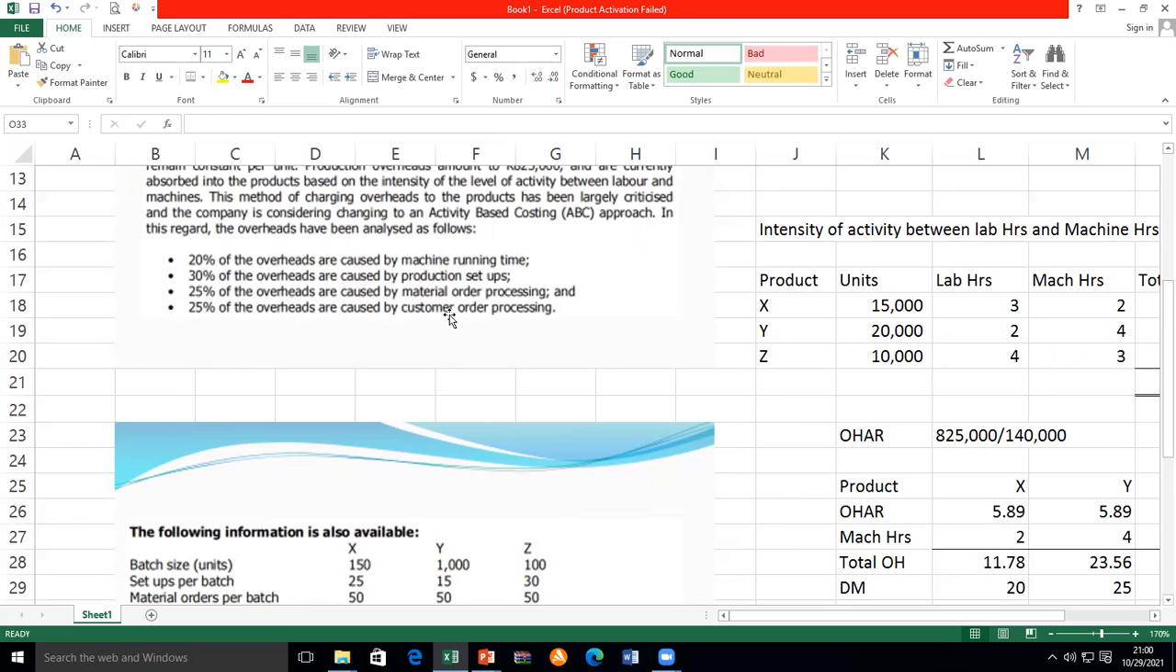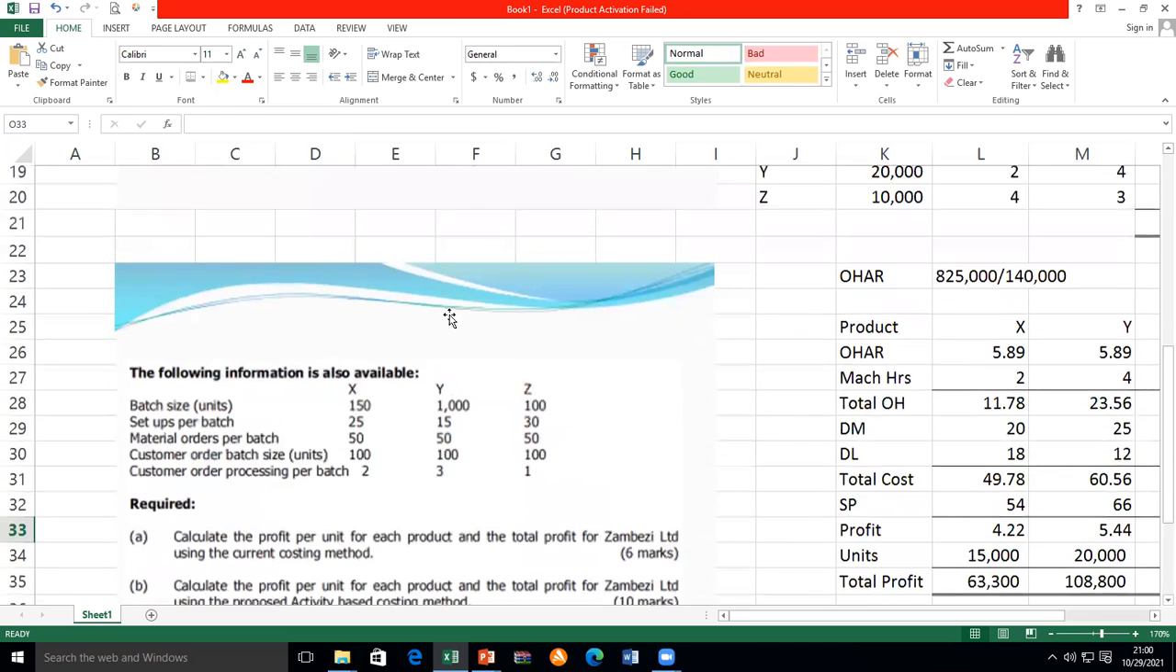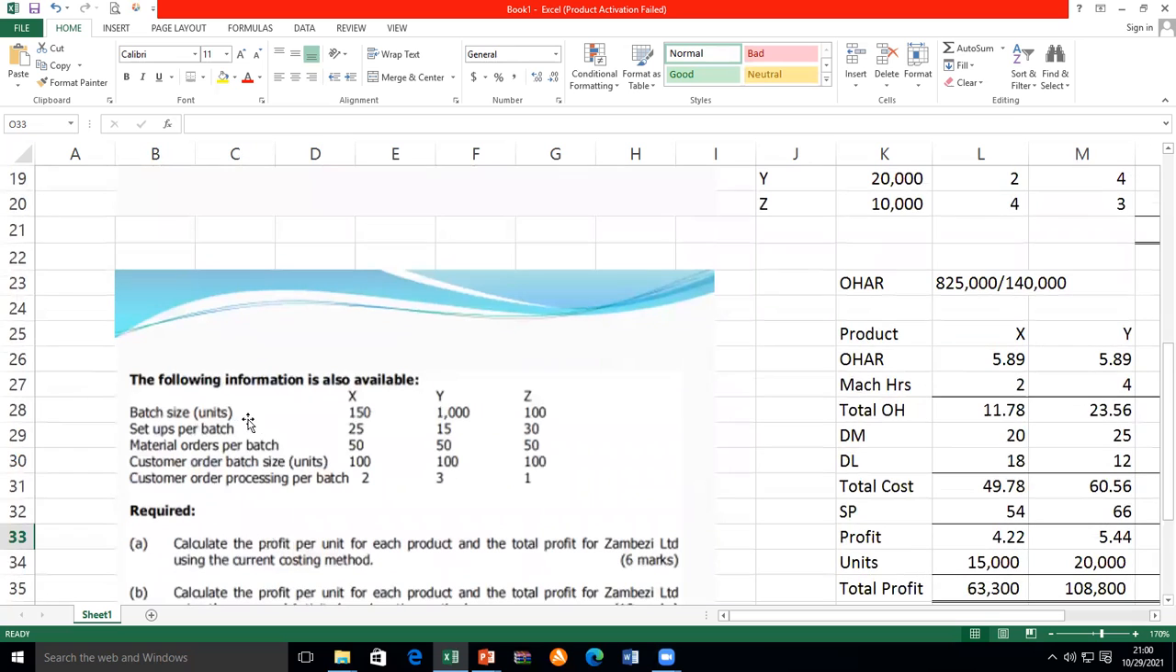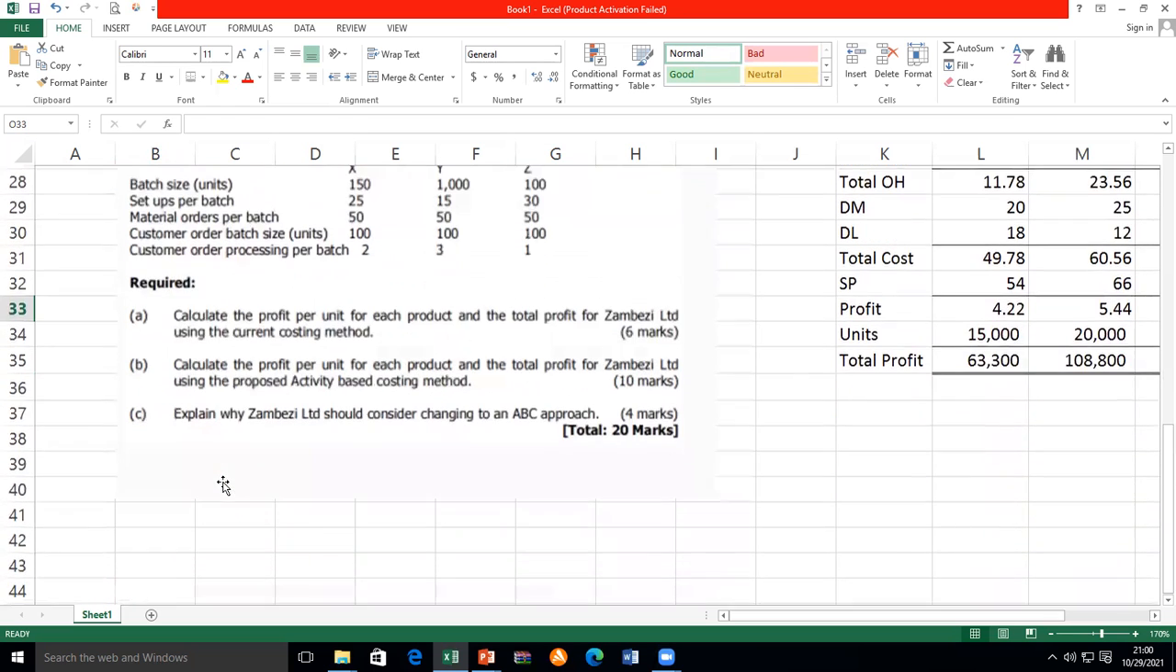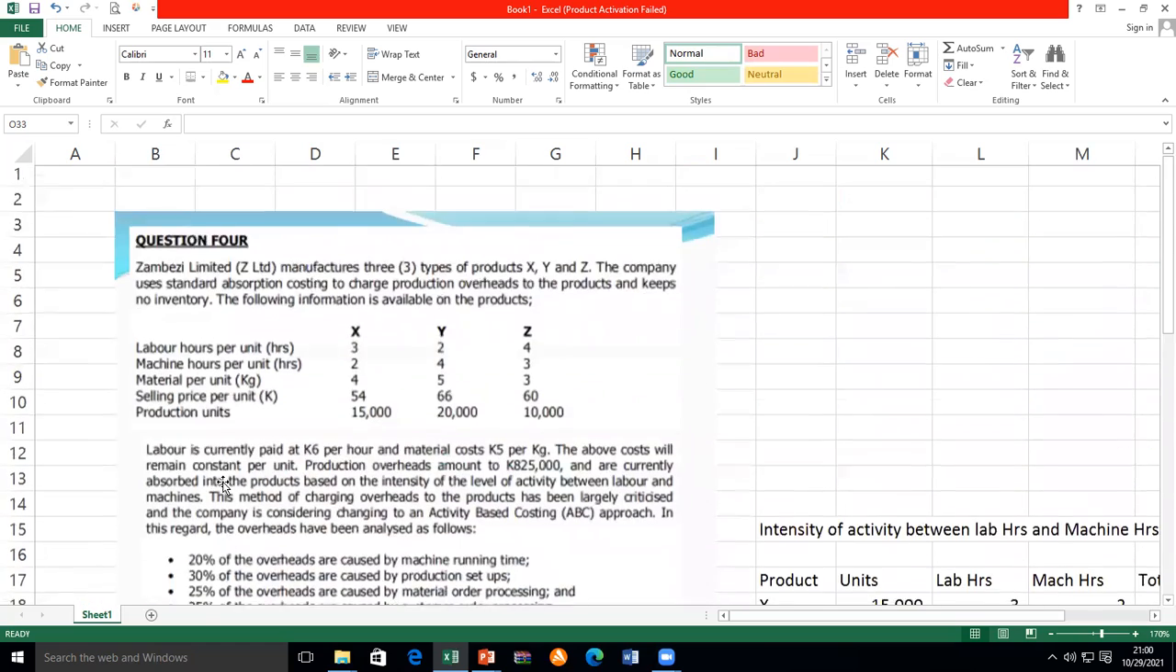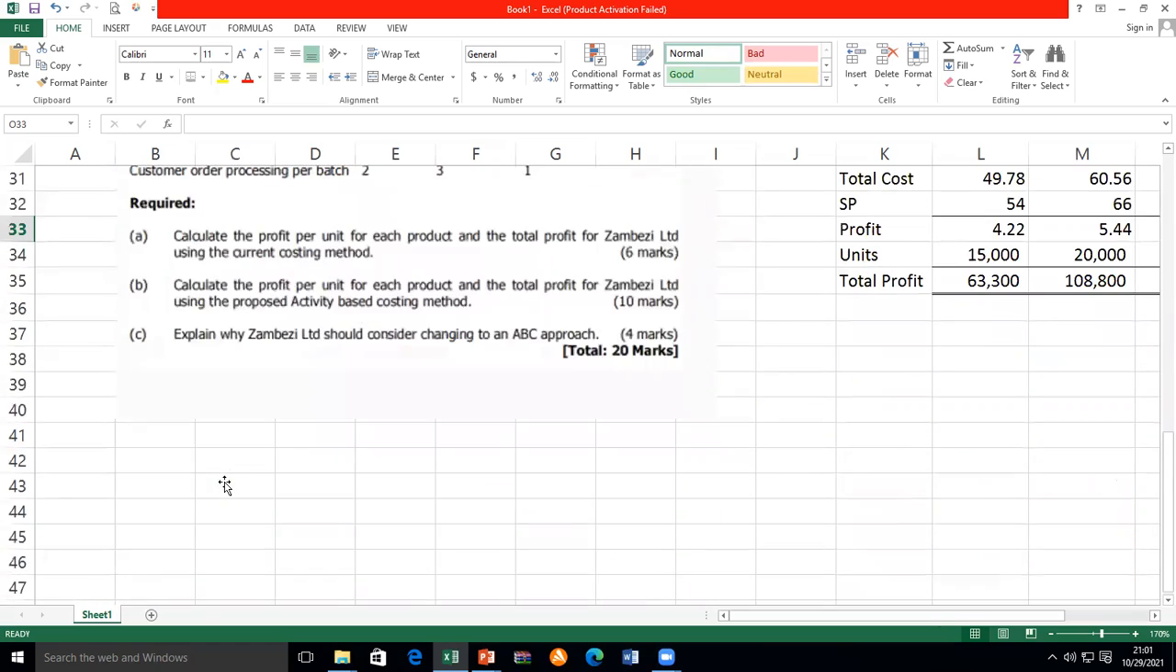So these are the activities. The cost drivers: batch size, setups per batch, material orders per batch, customer order processing per batch. So we have been given also the cost drivers. So our duty is just to find the cost per driver, that's all. So let us do the ABC now.